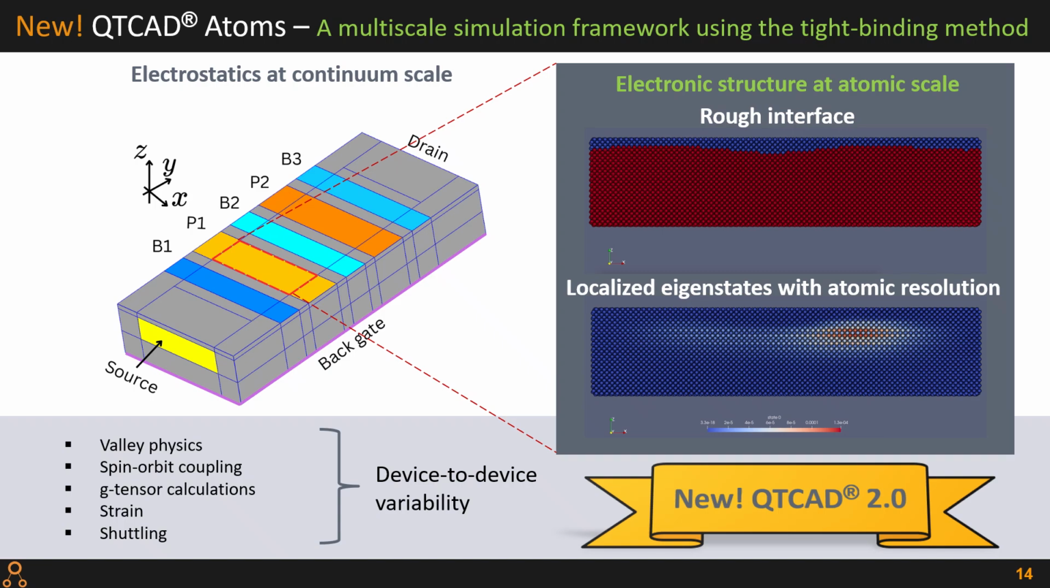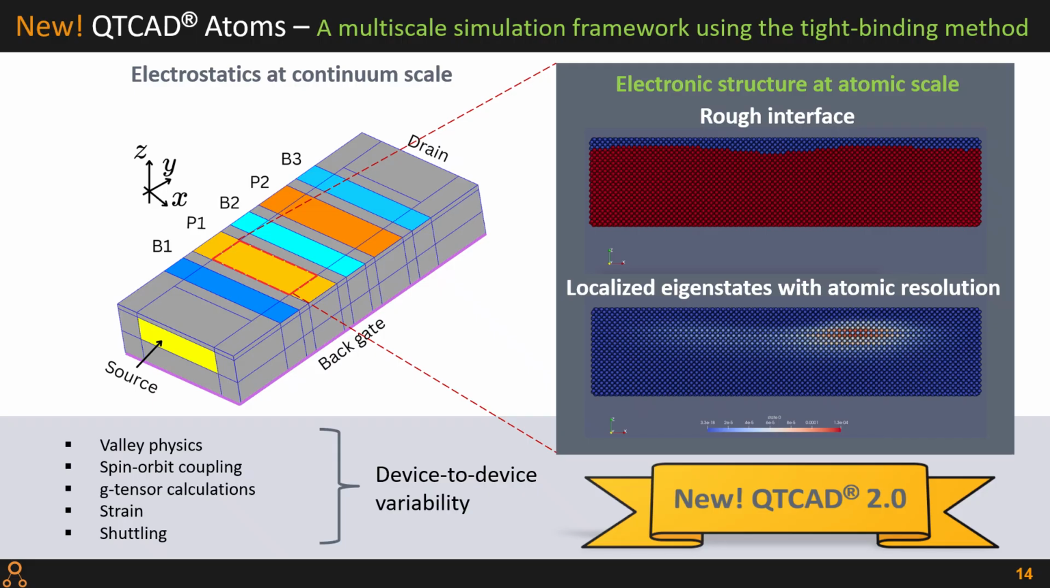And here I'm showing the localized eigenstates calculated in the presence of such a rough interface between silicon, the red balls, and silicon dioxide, the blue balls. And we can see a much more complex wave function than what we would get with a continuum model, including oscillations at the atomic length scale.